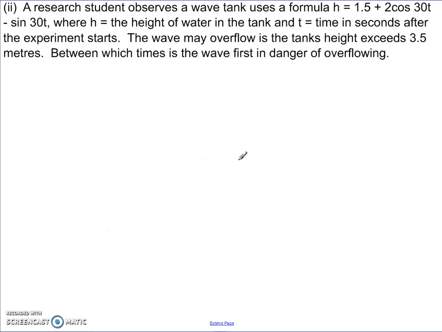So our second question was the scenario question. So the research student is observing a wave tank using this formula, so H equals 1.5 plus 2 cos 30t minus sine 30t. H is the height, t is the time in seconds. It overflows if it exceeds this. When is it in danger of overflowing for the first time?